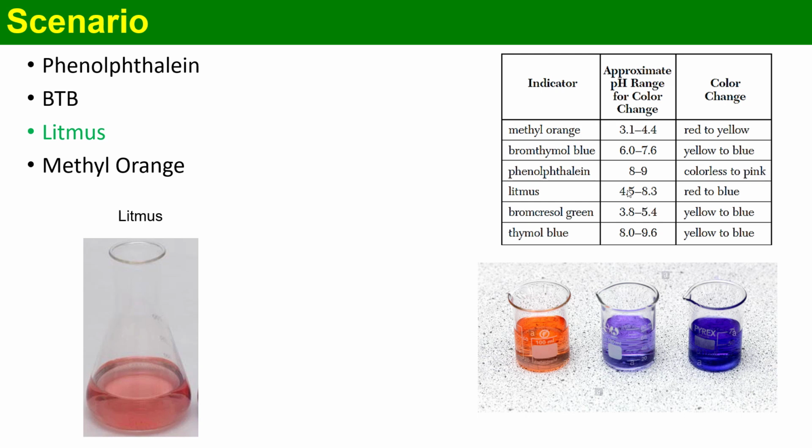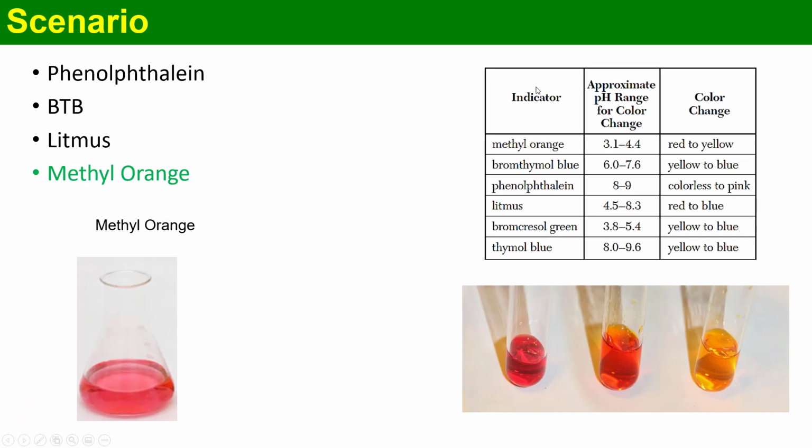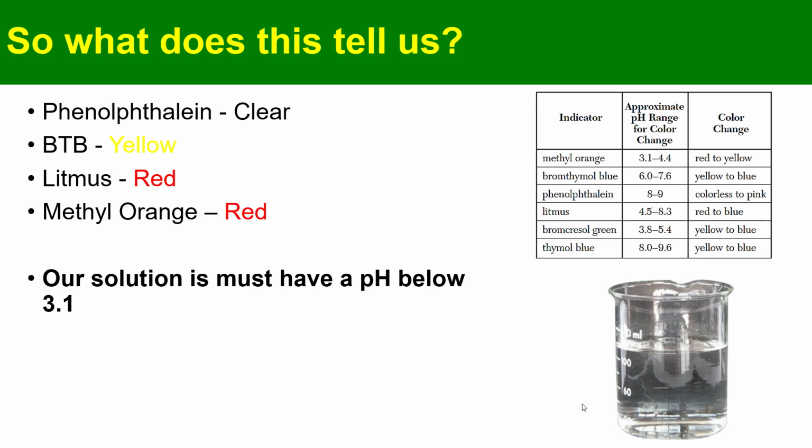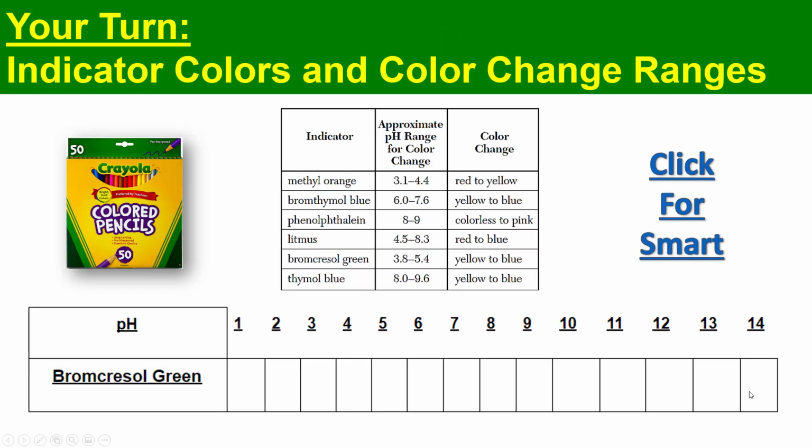Let's hit methyl orange. If the methyl orange is indeed red, that means my solution is 3.1 or below. So based on all that work, I can tell now that I must have in this beaker a solution that has a pH of 3.1 or below. So it's a pretty strong acid, and you probably don't want to taste it. All right, now it is your turn.